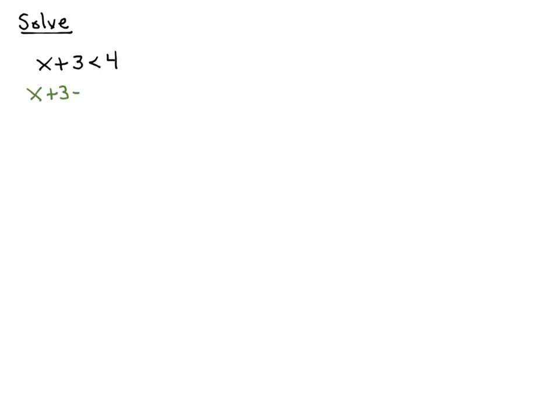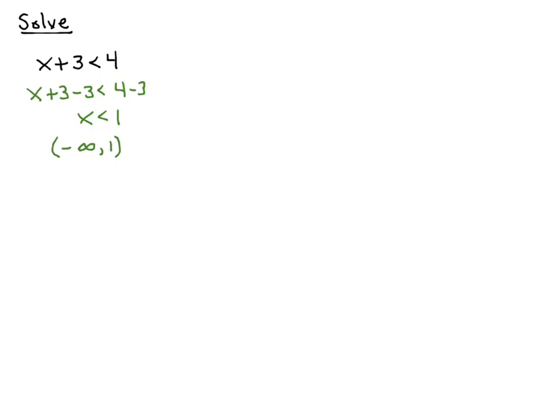Okay. Subtract 3 from both sides and simplify, and you get x is less than negative 1. X is less than 1, not negative 1. So we'll put that in interval notation as negative infinity to 1. And notice I don't include the 1 because it's x is less than 1.